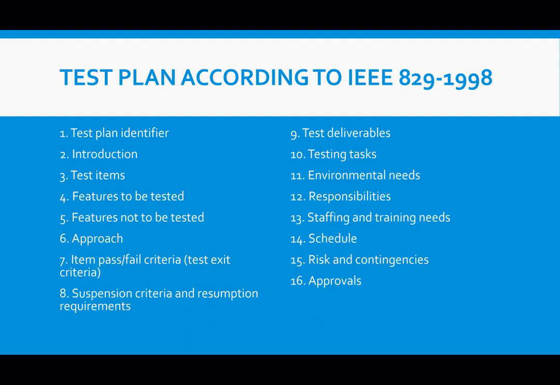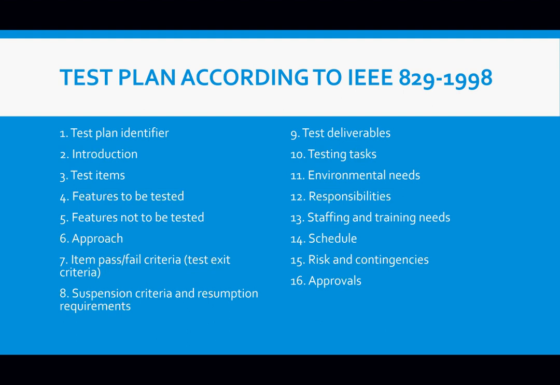Also, what is your approach to testing? What are the different things that you want to test? Then you also want to list your item pass or fail criteria. I mentioned this before: what are the criteria to establish that an item has failed or has passed? Also, what is your exit criteria? How can you say this test has passed or has failed? You want to be able to put that down. Another part you put in your test plan is suspension criteria and resumption requirements.